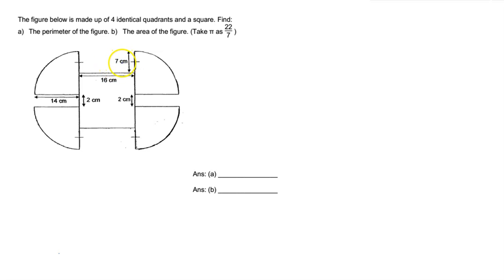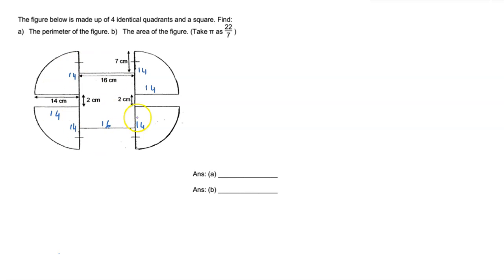Now we've been given some information and some information is missing on the diagram. So I prefer to write down all the information on the diagram. So we know that it is an identical quadrant. That means they all have the same dimension, same length. So this is 14 centimeters. So this will also be 14. This will be 14, 14 and 14. All right. Now since this is a square, if this is 16, this is also 16 centimeters.